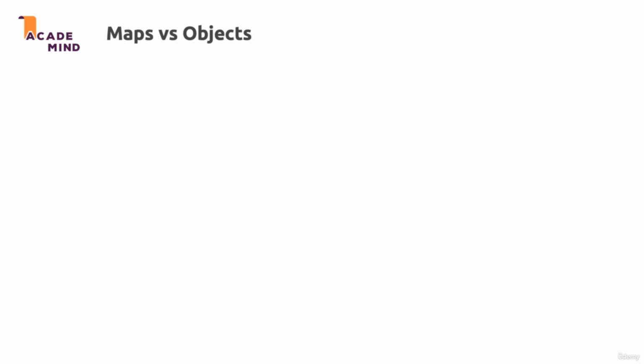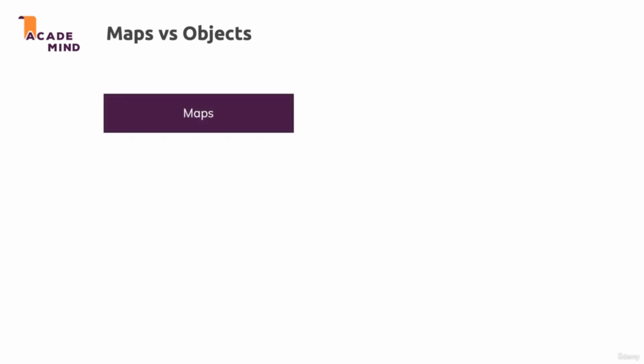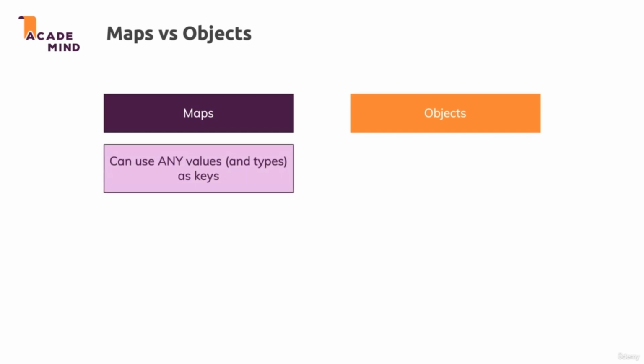So as you can tell, maps in a way are pretty similar to objects, which of course raises the question, when should you use which? So let's compare the two. Maps can use any values and any types as keys. So you can have an object as a key, a string, a number, and in the same map you can have mixed key types. Objects, on the other hand, you are restricted to using strings, numbers, or symbols. We'll learn about symbols later. So you have less flexibility there. You can't use a boolean as a key in an object. You can't use another object or an array.